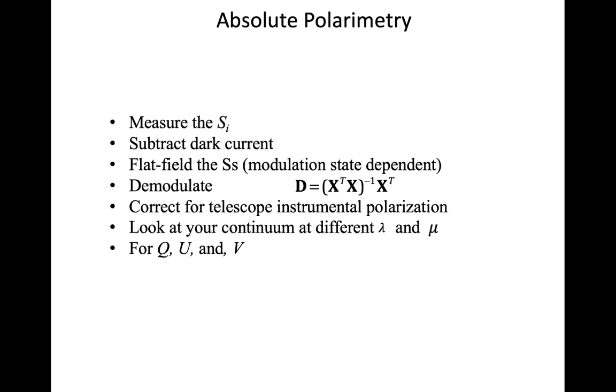These two should be zero. This should be whatever the theory gives you. And by comparing this, you know what your absolute polarimetry is. So I don't think it's that difficult. That's for Q, defining Q as tangent.